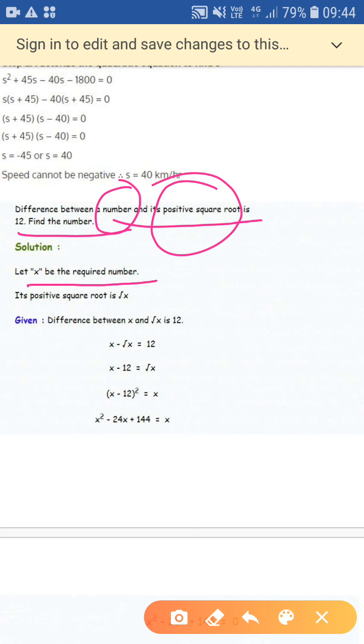Because the unknown is the number, let x be the required number. The positive square root of x will be root x. Now, difference means you subtract it from the number. So x minus root x equals 12. How do we then collect the like terms?